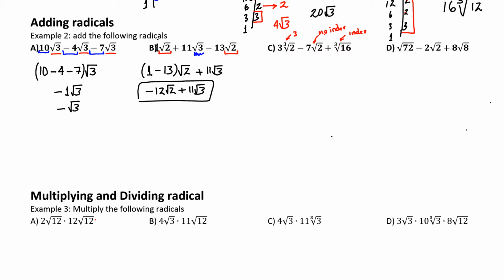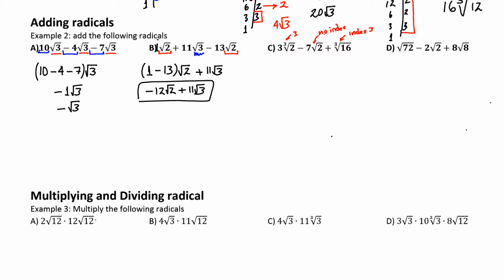Okay, so you would assume that you could not add anything. However, before you can assume that, always make sure you simplify the radicals as much as you can. So obviously we cannot simplify the cube root of 2 and the square root of 2, but we can simplify the cube root of 16.